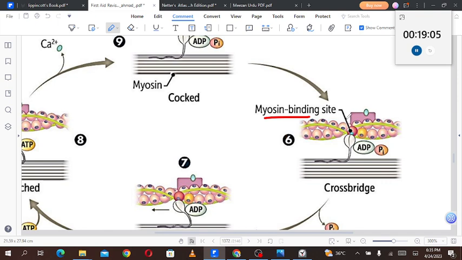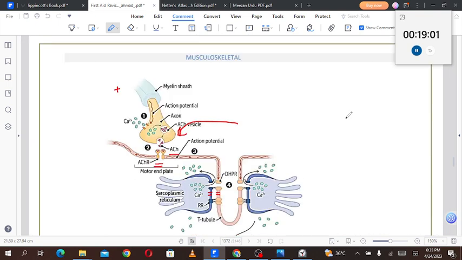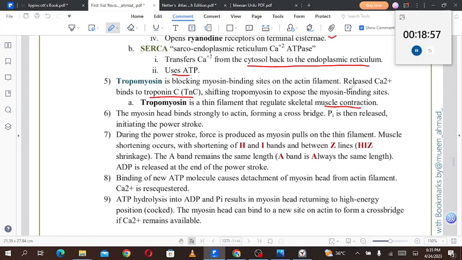So coming back to our discussion, tropomyosin is a thin filament that regulates the skeletal muscle contraction. The myosin head binds strongly to actin, forming a cross bridge. Phosphate, Pi, the free phosphate, is then released, initiating the power stroke. That will release from the ATP, which is then converted to ADP. During the power stroke, the force is produced and myosin pulls on the actin filament.